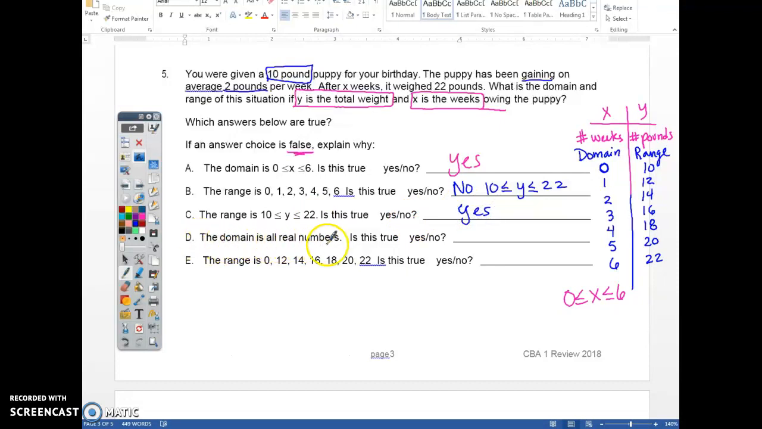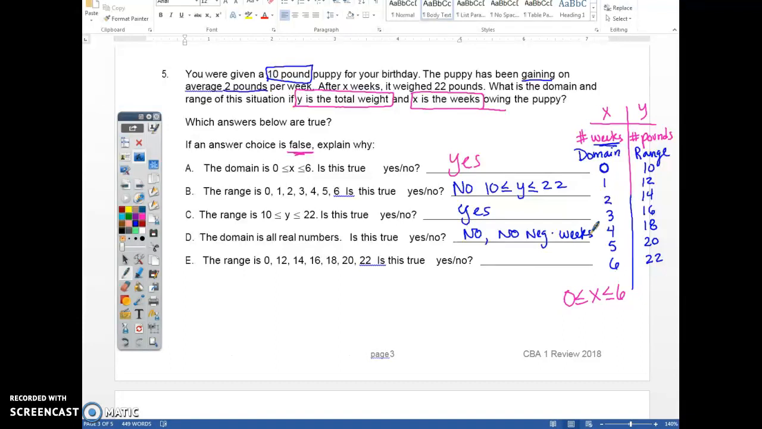D says that the domain is all real numbers. Is this true? Yes or no? Can the domain be all real numbers? Can it be negative numbers? No. All real numbers includes negative numbers. And I cannot have negative weeks. We're talking about weeks. I cannot have negative weeks, and I cannot have infinity, right? Because the puppy's probably not going to grow up to infinity. He's going to die at some point. That poor puppy. So we're going to say no, because we cannot have negative weeks. But also because it cannot go to infinity.